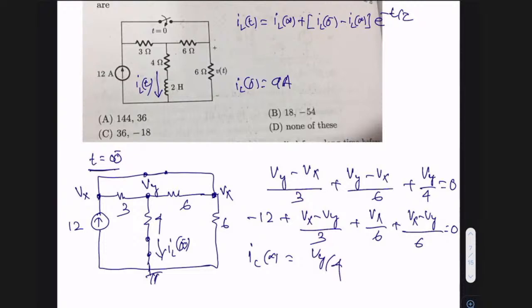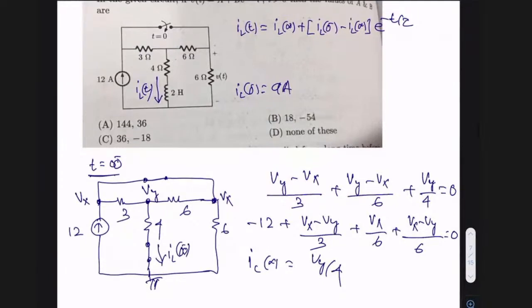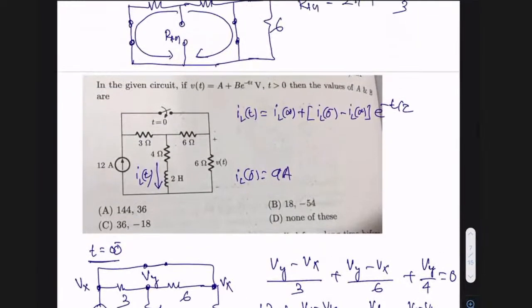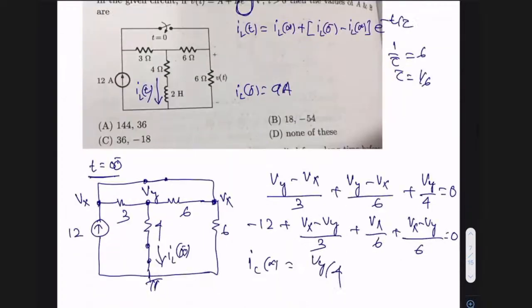Okay, so from this you can get the IL infinite. Similarly, if you want to get the time constant tau, anyway, tau is not necessary in this case because if you see this pattern, it is given. If you compare with this one, I can tell from this question it is clear that 1 by tau must be equal to 6, or tau is equal to 1 by 6. So just you have to substitute.